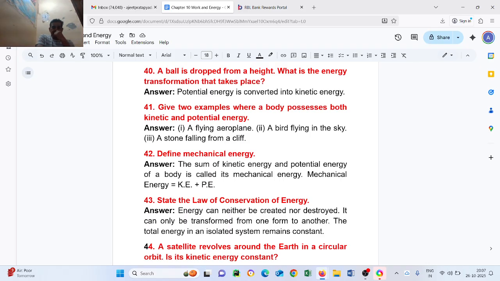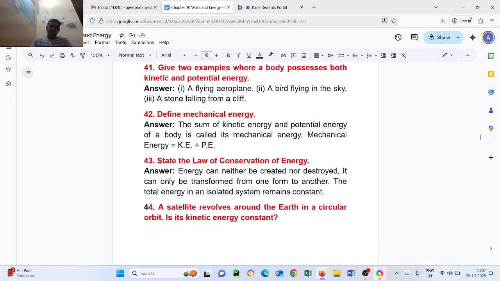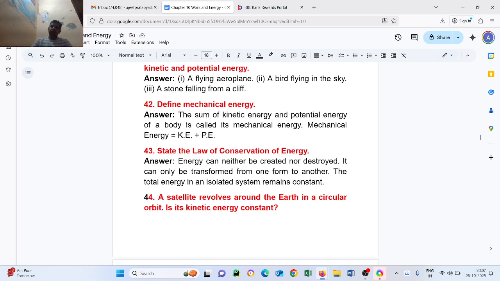Question number 43. State the law of conservation of energy. Energy can neither be created nor destroyed. It can only be transferred from one form to another. The total energy in an isolated system remains constant.